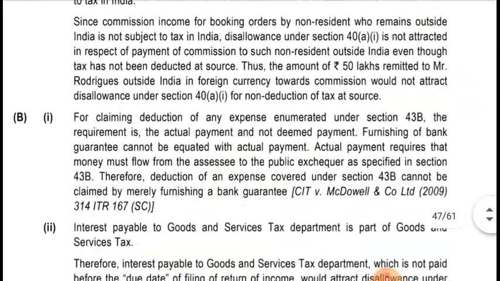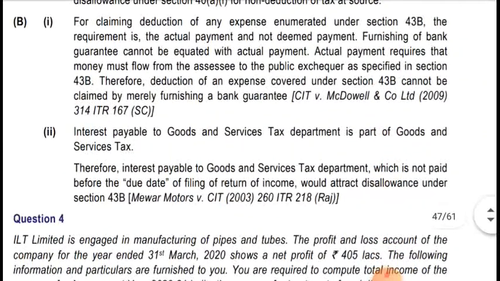Let's see the solution. Interest payable to goods and service tax department is part of goods and service tax. Therefore, interest payable to goods and service tax department which is not paid before the due date of filing of return of income would attract disallowance under section 43B. Mewar Motors versus CIT, 2003, 260 ITR 218, Rajasthan, I think. So it will be disallowed and will not be allowed as deduction. Hope I understood. It was a simple question.